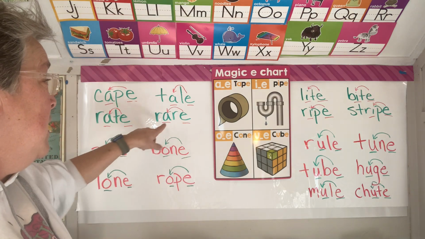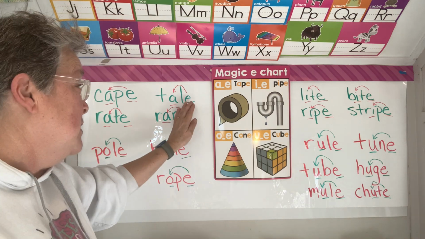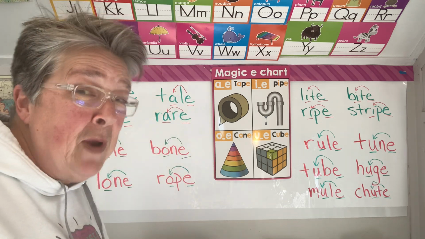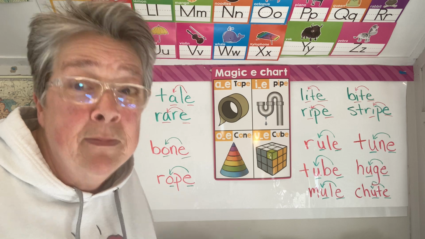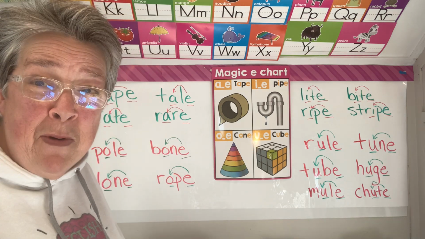Got it? Then R-A-R-E, rare. I could take away the E, but it wouldn't be a word. It's rare. What's rare? Seldom. Doesn't happen very often. It is rare. Oh, okay.